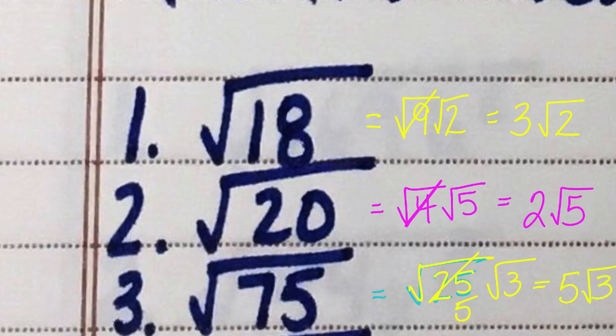These are very, very common. Notice I answered all of them as radicals and none of them as decimals, so we always want to reduce in the lowest radical form.